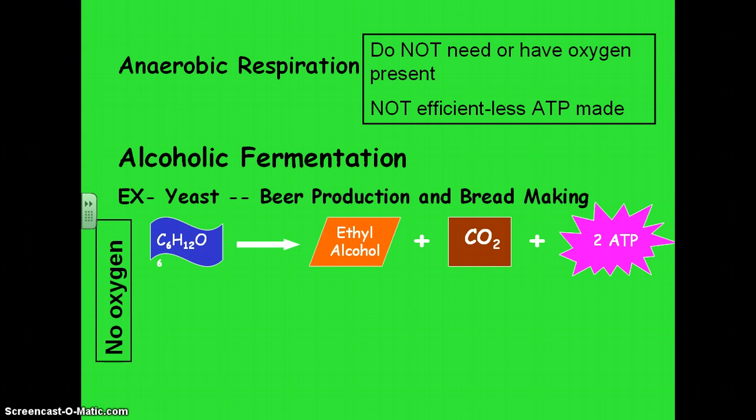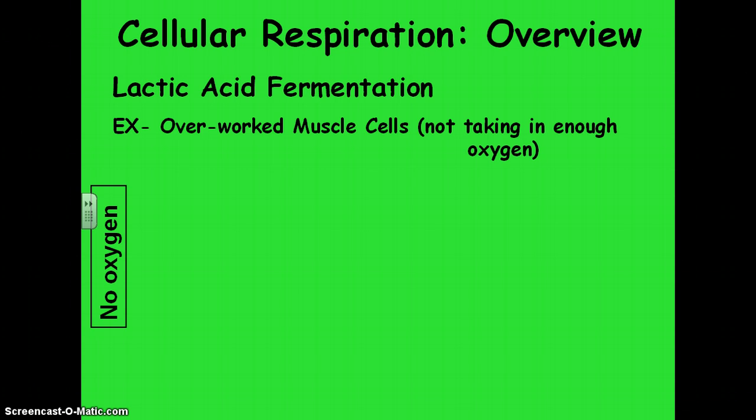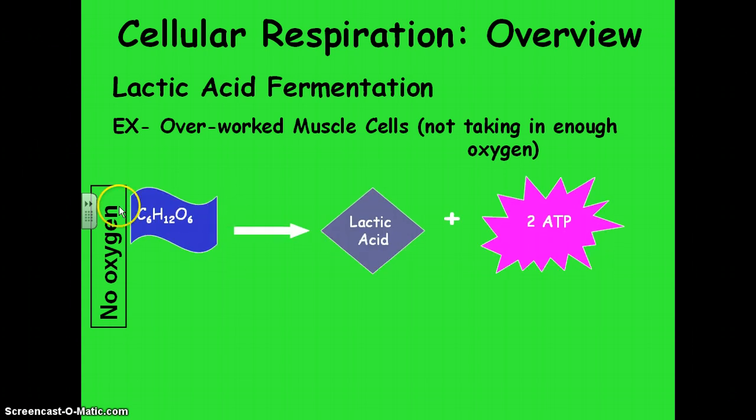And again, no oxygen. Lactic acid fermentation is on the other side. And this is what happens when your muscles become overworked. So if you think you're working out and the next day you're sore, that's because when your body broke down sugar, there was no oxygen present. And so instead of doing the typical pathway, it had to resort to making lactic acid. And that accounts for the soreness. Again, we see the 2 ATP here, and that is a lot less than the 38 made with aerobic respiration.